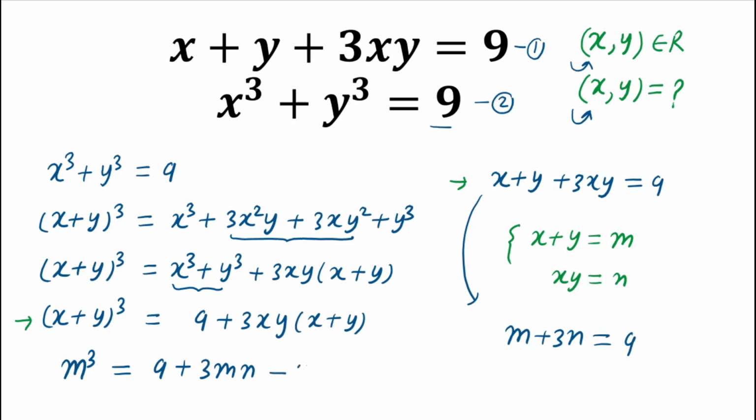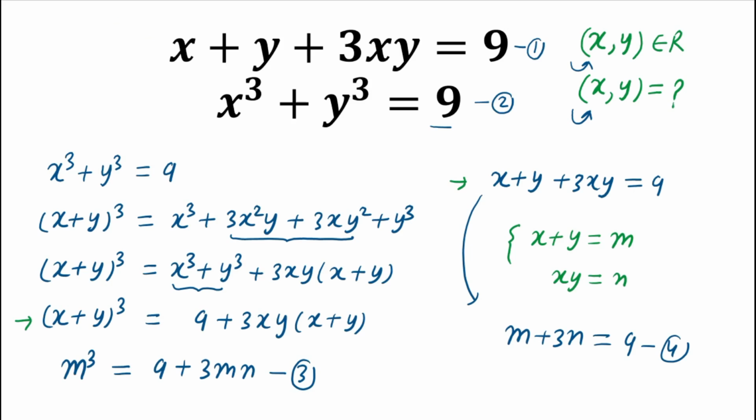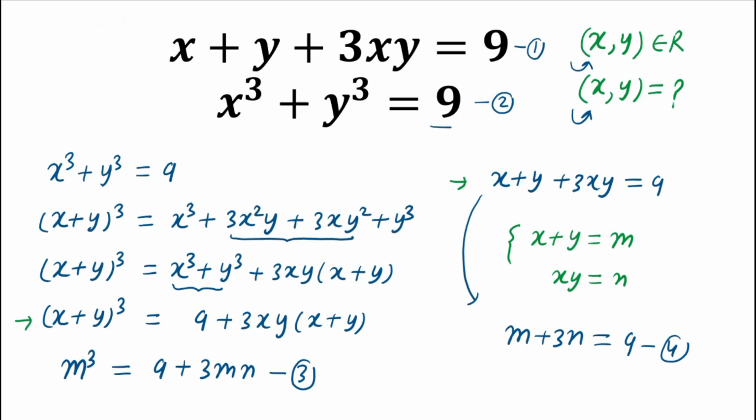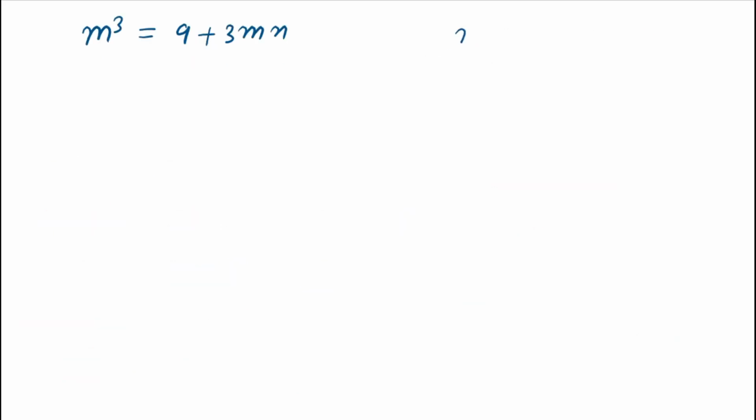Let us consider this as equation number third and this as equation number 4. Equation number third is m cube equals 9 plus 3mn, and equation number 4th is m plus 3n equals 9. Here we have two equations and two variables. Here we will apply the substitution method and then find the values of m and n.